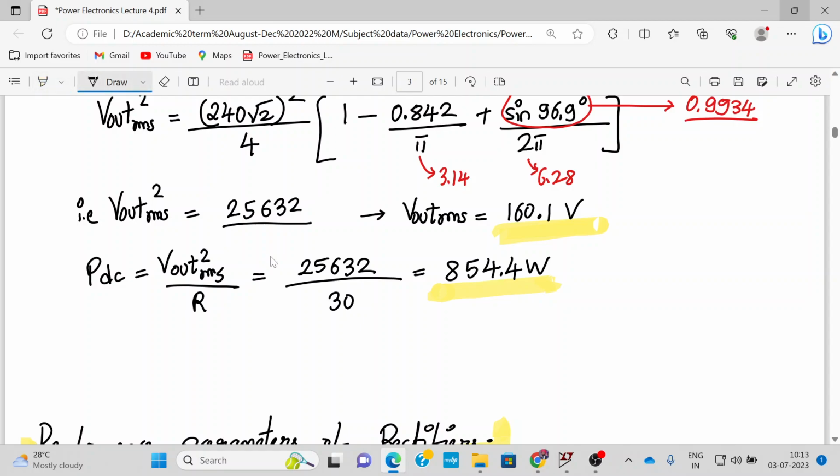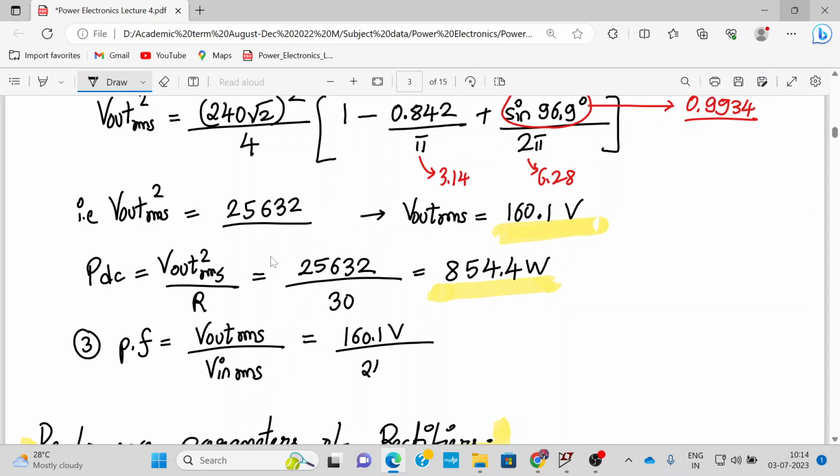Now also we have to find out the power factor. So power factor is given by the formula V out RMS divided by V in RMS. V out RMS is 160.1 volt and V in RMS is around, I think 240 given to you, right? 240 volt. Yeah. So this number is coming out to be 0.667.